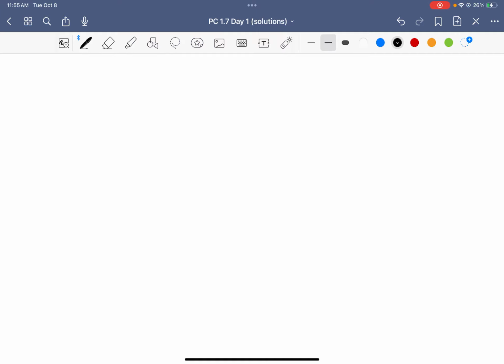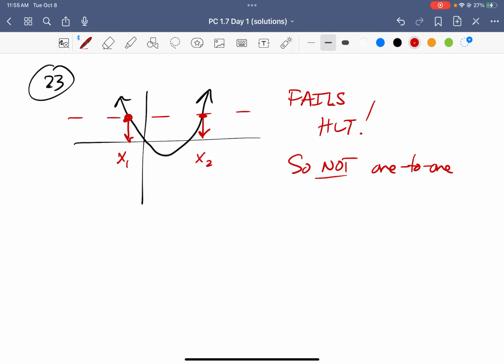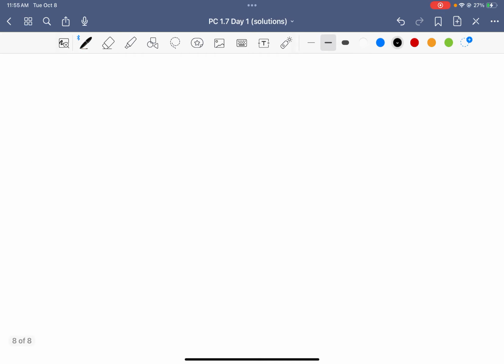23. So for 23, it says determine whether the graph is a one-to-one function. Well, for 23, it is not one-to-one because if you see that the graph looks something like this, it fails the horizontal line test. So not one-to-one. Because if I draw a horizontal line, I can find one that hits the graph at more than 2 points. That means that this x1 and x2 are different, but have the same output. It would mean it's not one-to-one. So it's 23. I need 25.